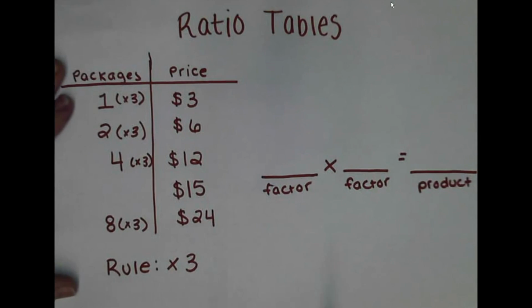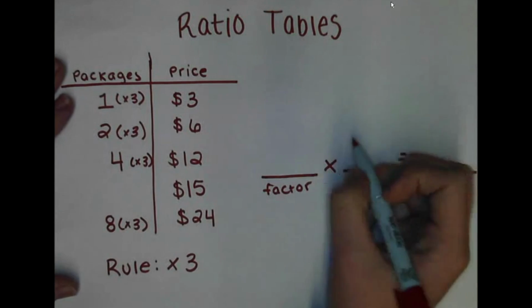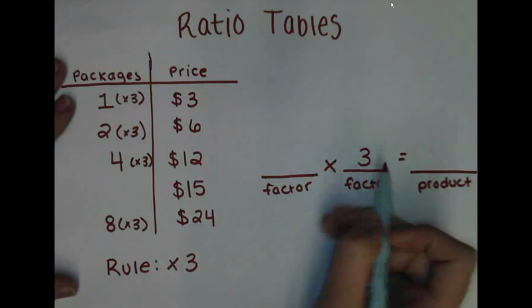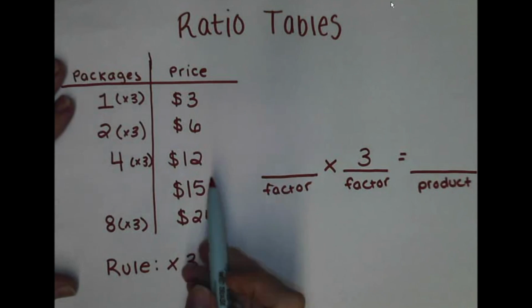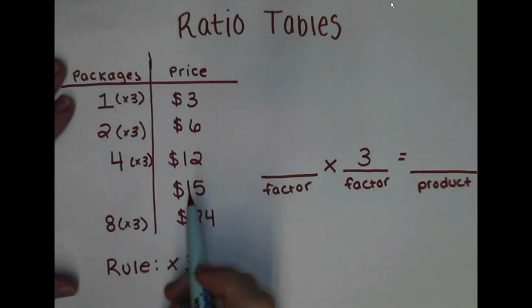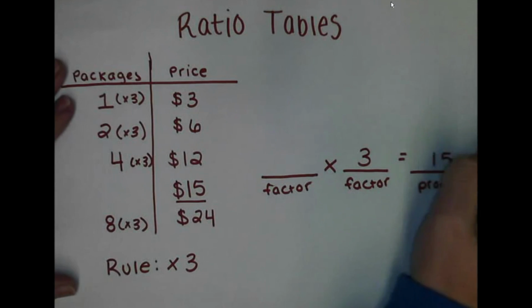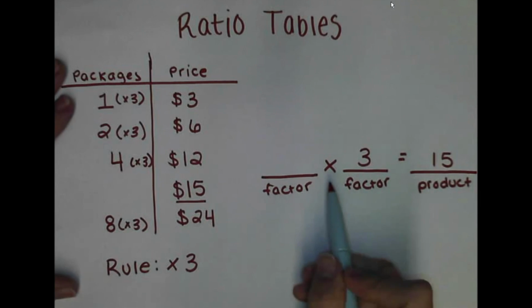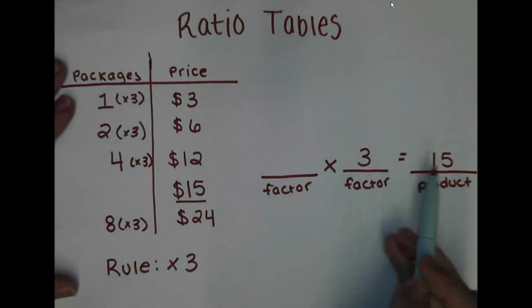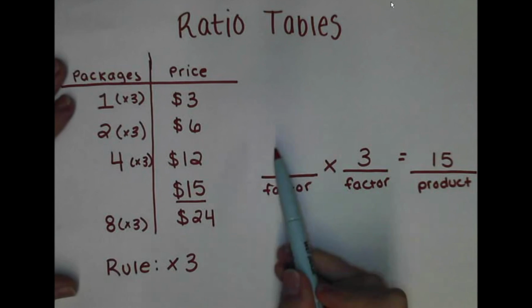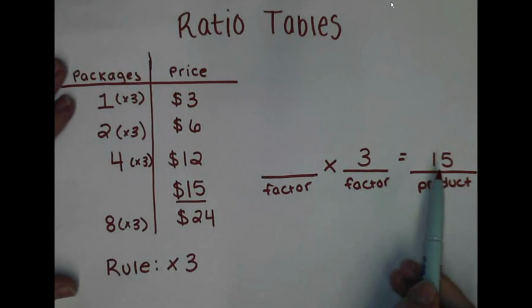What I'm going to do now is fill in the different parts of my equation. One of my factors is going to be my rule. So I'm going to put my 3 here, because I know that my rule is times 3. I know this column is going to be the product of my rule. And the product I'm looking for is 15. So I'm going to put 15 for my product. Now what I have to figure out is something times 3 is going to equal 15.